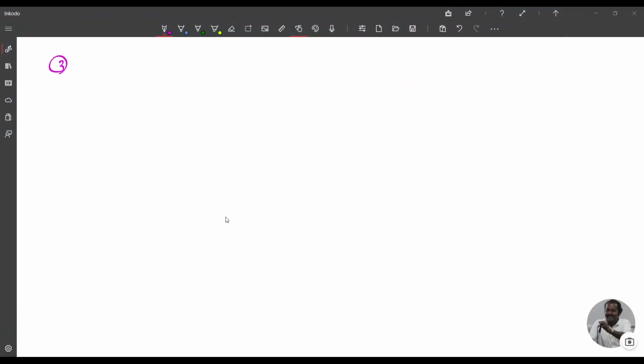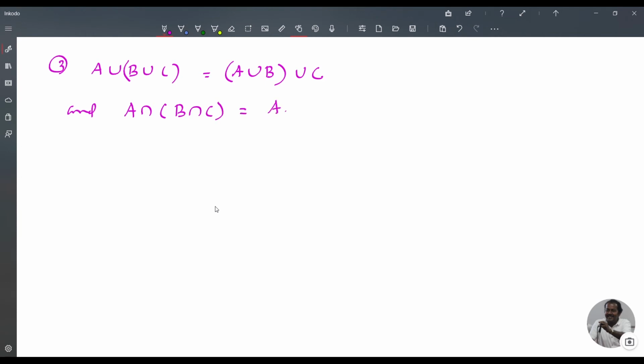Now by similar arguments you can prove that A union (B union C) equal to (A union B) union C, and A intersection (B intersection C) equal to (A intersection B) intersection C. These properties are known as associative properties. And you do this as a homework, proof of this.